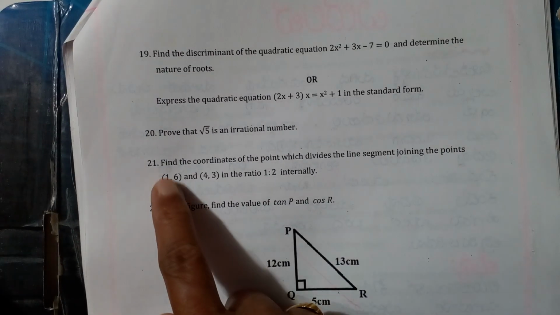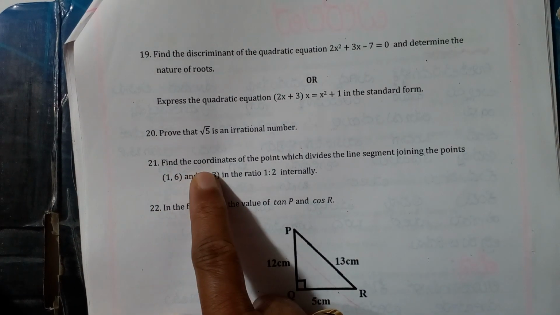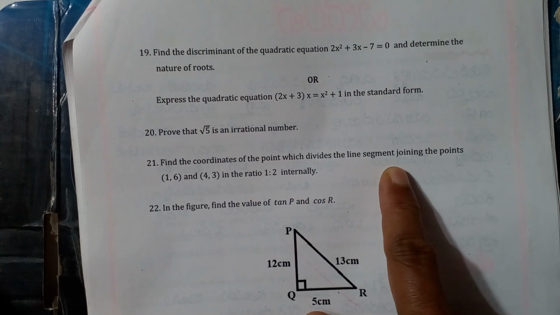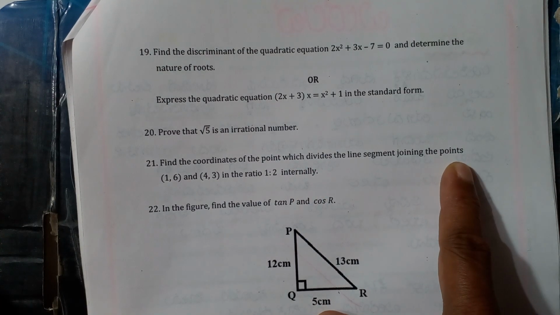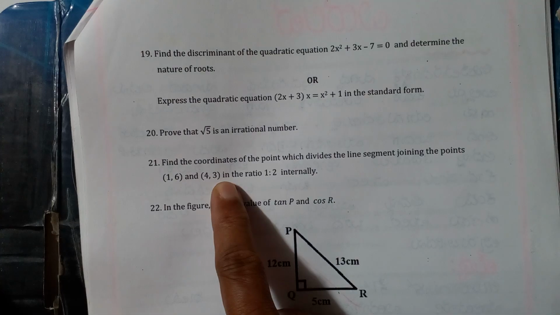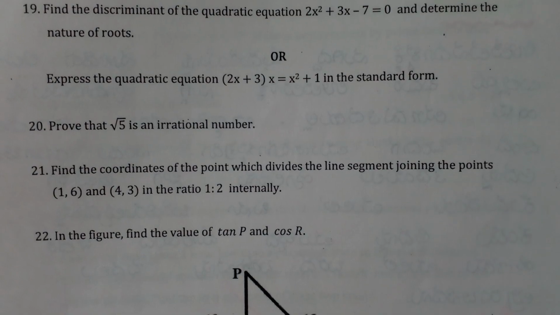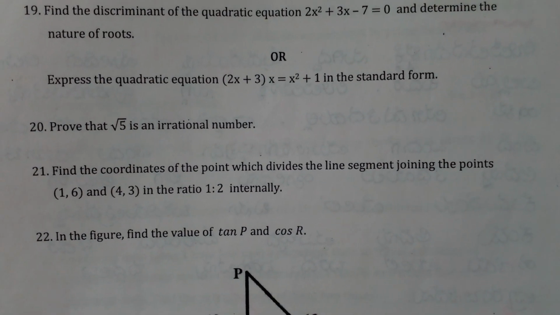Hi, my dear students. In the continuation of the question paper analysis, here the problem is the 21st question. Find the coordinates of the point which divides the line segment joining the points (1, 6) and (4, 3) in the ratio 1 is to 2 internally. Okay, read the question.